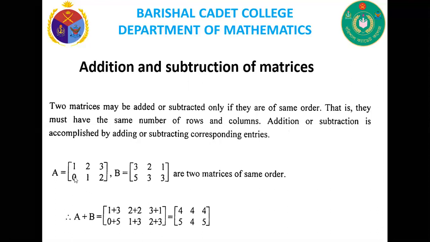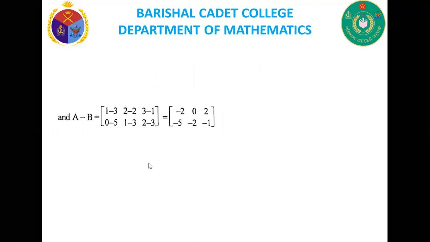Again second row first column 0, second row first column 5, second row second column 1, second row second column 3, second row third column 2, second row third column 3. Now adding this we get 4, 4, 4, 5, 4, 5, and this is the result. I think you have understood. Now what is A minus B? In the same way, previously we added, now we will subtract, and finally we get minus 2, 0, 2, minus 5, minus 2, minus 1.